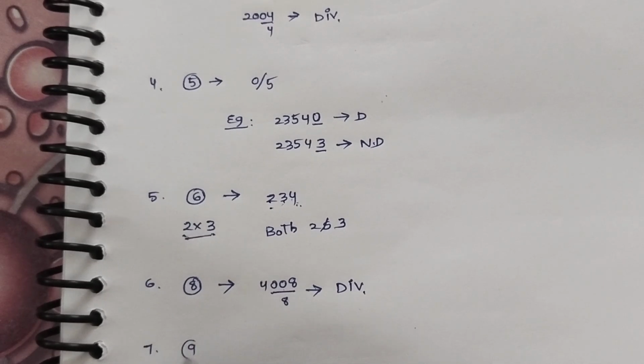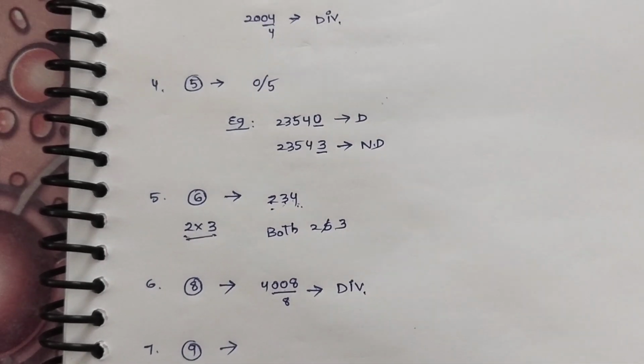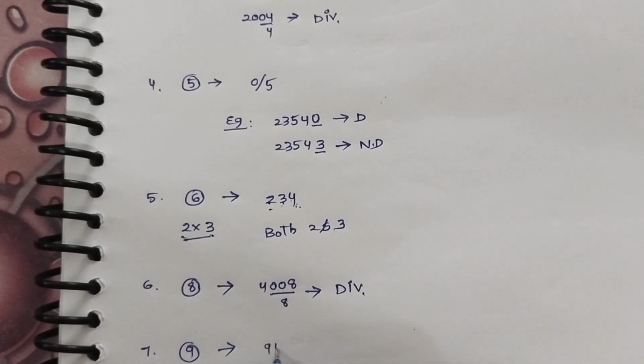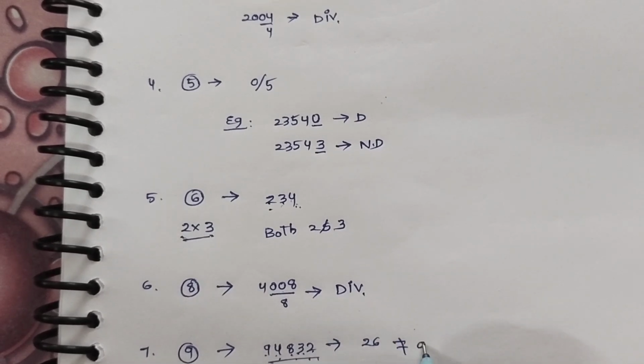Divisibility rule of 9. If the sum of all the digits of a number is divisible by 9, then the number is divisible by 9. Let's take an example, 94832. Here 9 plus 4 is 13, plus 8 is 21, 24, 26. Here 26 is not divisible by 9, so 94,832 is not divisible by 9.